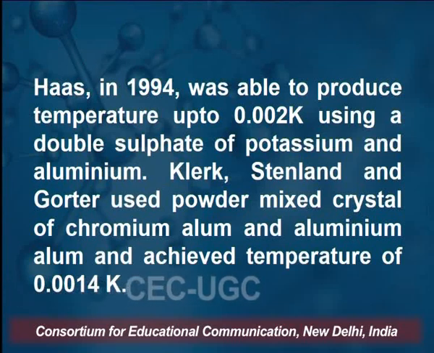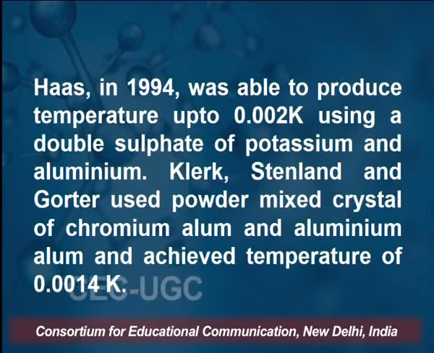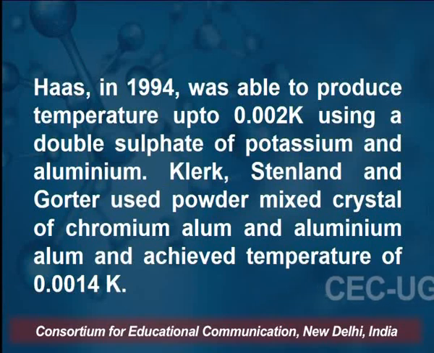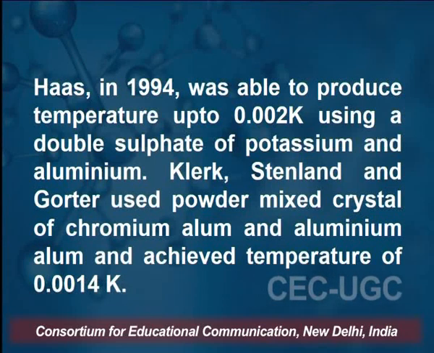Another group of scientists, Clark, Stenland and Gotter, used powder mixed crystal of chromium alum and aluminium alum and achieved a low temperature of 0.0014 Kelvin. These scientists also used the method of adiabatic demagnetization.